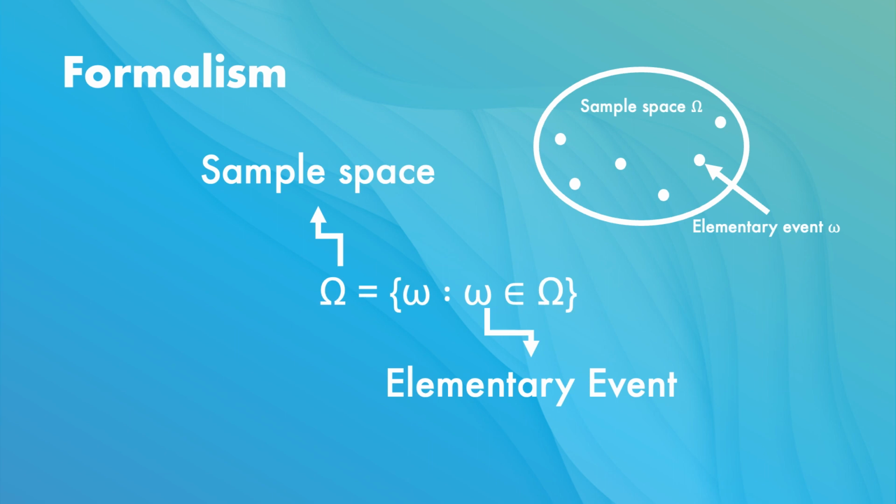So let's go into a little bit of formalism. How do we define the sample space in mathematics? Well, it's the Omega, and it's a set. That's why you have the curly brackets. In the set, you have a w, and each w is an outcome. It's a possibility of something happening. So it's an elementary event.